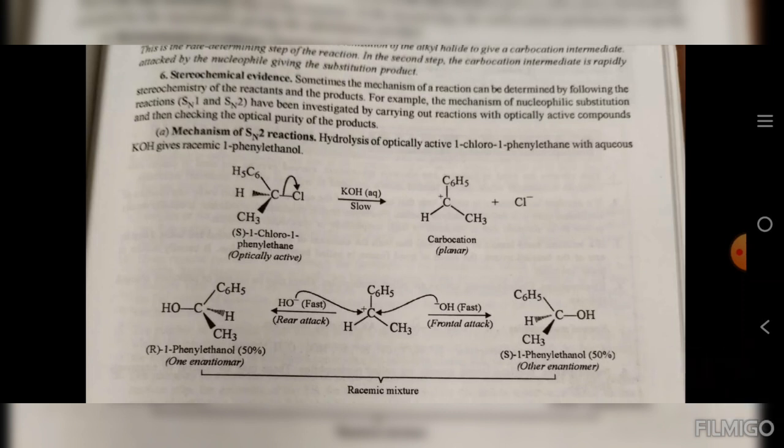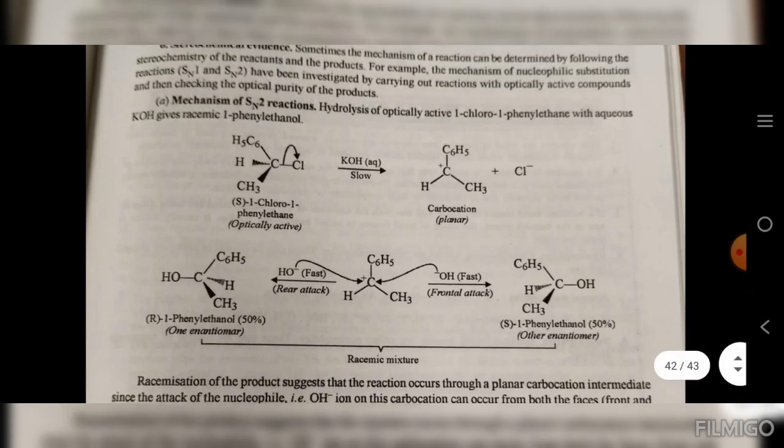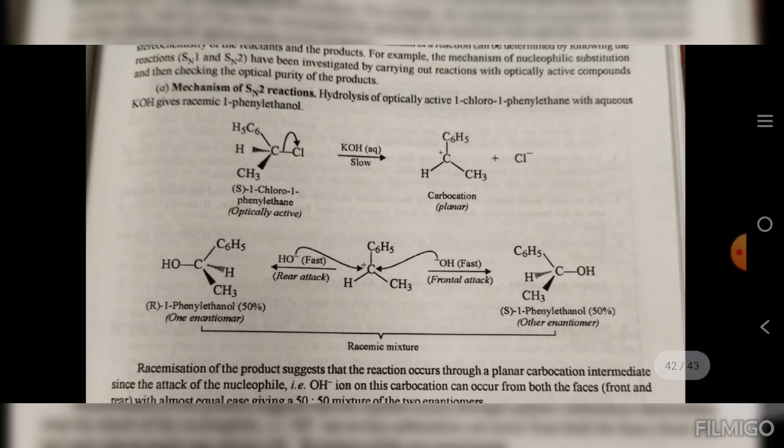Stereochemical evidence. Sometimes the mechanism of a reaction can be determined by following the stereochemistry of the reactant and the product. For example, the mechanisms of nucleophilic substitution reactions SN1 and SN2 have been investigated by carrying out reactions with optically active compounds and then checking the optical purity of the products. Mechanism of SN1 reactions: hydrolysis of optically active 1-chloro-1-phenylethane with aqueous KOH gives racemic 1-phenylethanol.